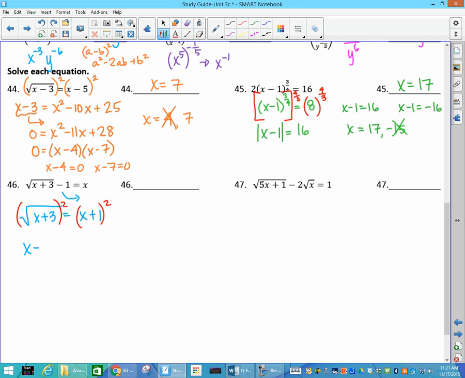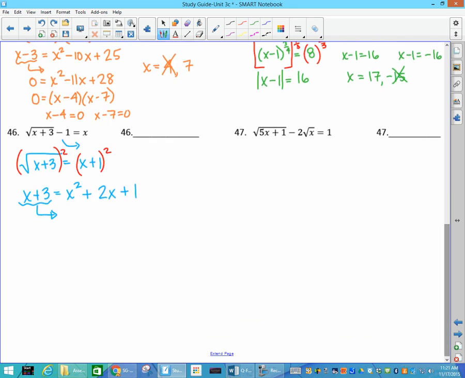So this is going to be x plus 3. Then I square the first term, keep the sign, multiply them together, times 2. 1 times x times 2 is 2x. And then I square the last term. And that lovely quadratic. So I'm taking everything over to one side. So 0 equals x squared. I subtracted x, so 2x minus x is plus x. And I subtract the 3. So 1 minus 3 is minus 2.